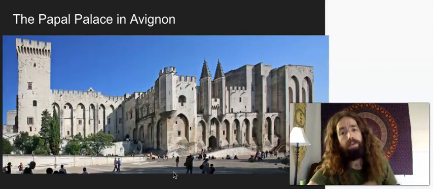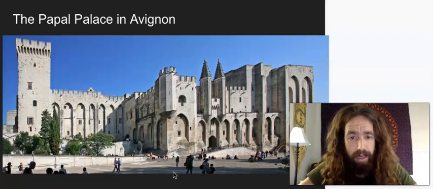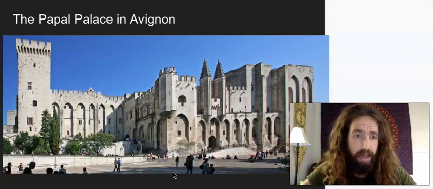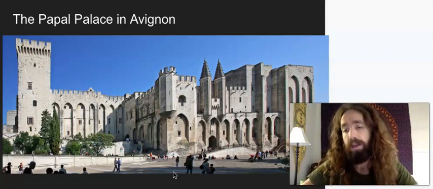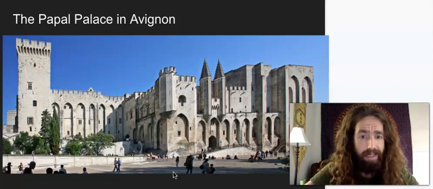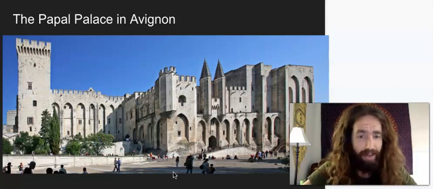But so anyway, when we talk about the popes living in a princely fashion, it's worth looking at the papal palace. The papal palace is constructed in the most modern Gothic style at the time, and it looks more like a castle than a church. This is capable of being defended if it ever comes under siege.